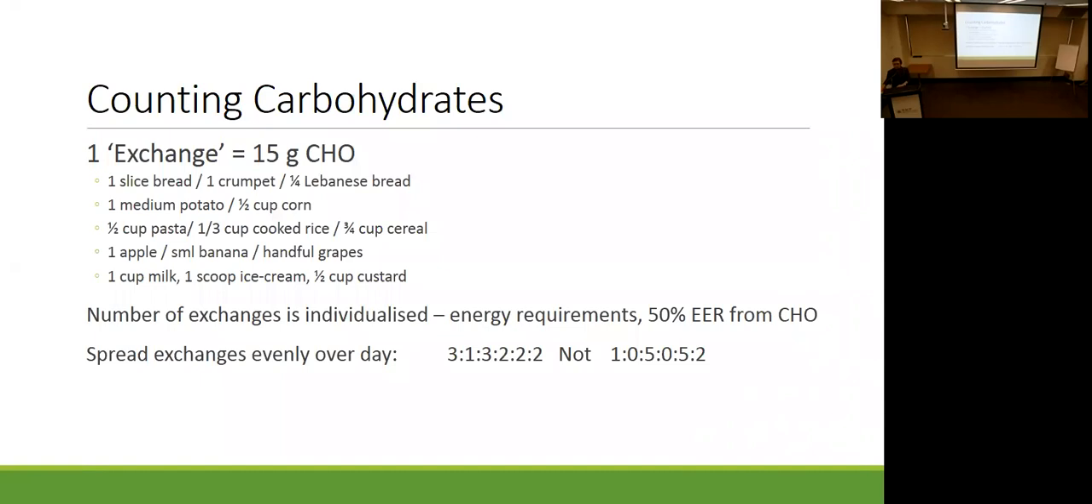So what we do is we work out the patient's energy requirements first, because 50% of those energy requirements, you want them to come from carbohydrate. So if someone's on a weight reduction diet of 1,200 calories a day, 600 are going to come from carbohydrate.